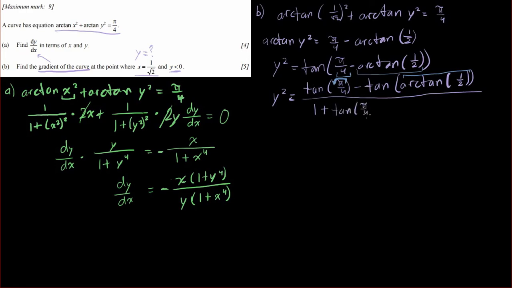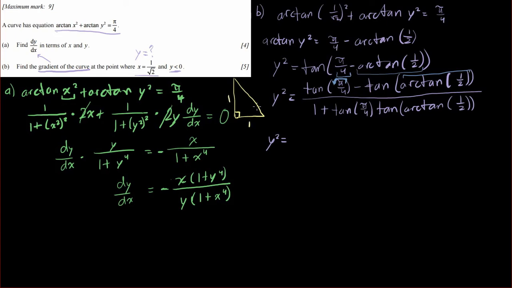Pi over 4 multiplied by tan of arctan of 1 over 2. Okay. So now we have that y squared equals... okay, so pi over 4 is a special angle. So we know the tan of that. If you don't remember, I just like to use this triangle to help me remember that.